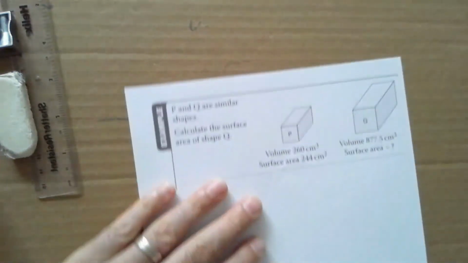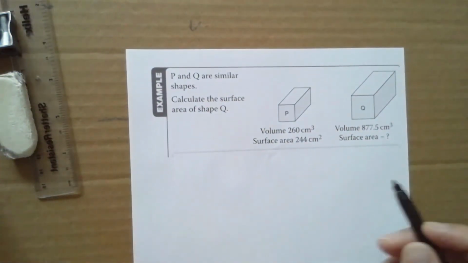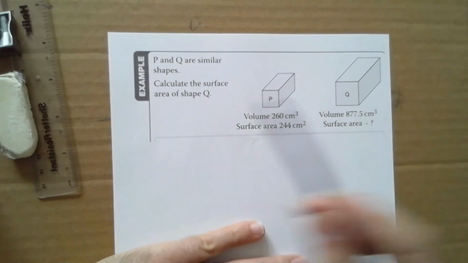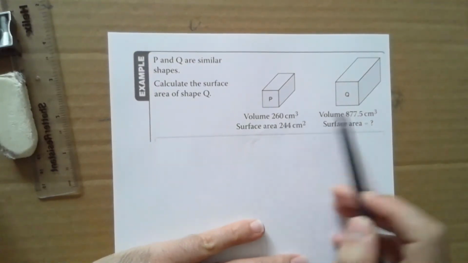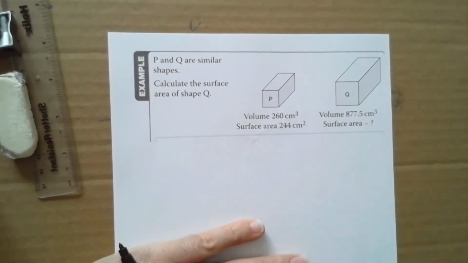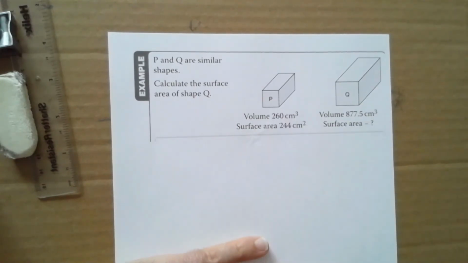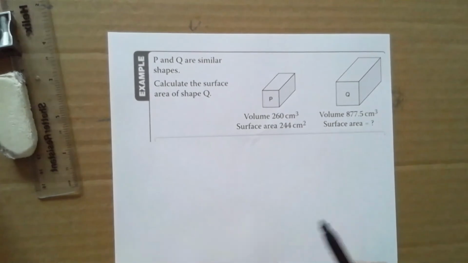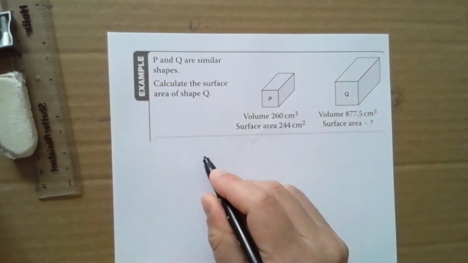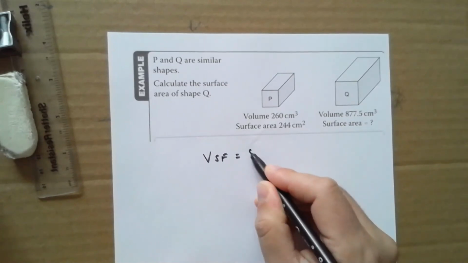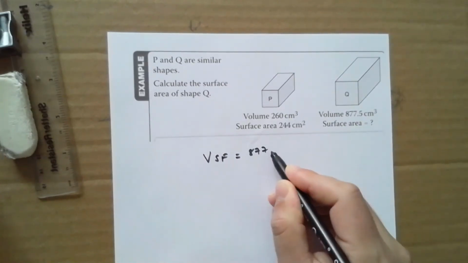And finally, going through the example in the book, we've got a similar case. We've got volumes that are given to us of the two similar shapes, and we are asked to find the surface area of Q given the surface area of P. So we're going to go through the same, compare the volumes. So the volume scale factor is this divided by this.